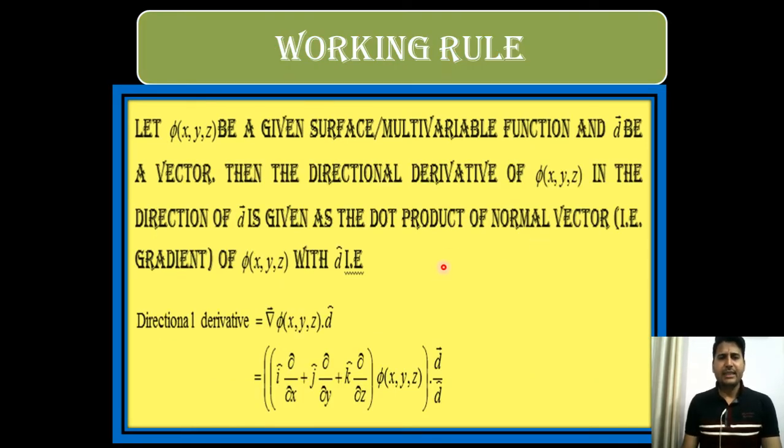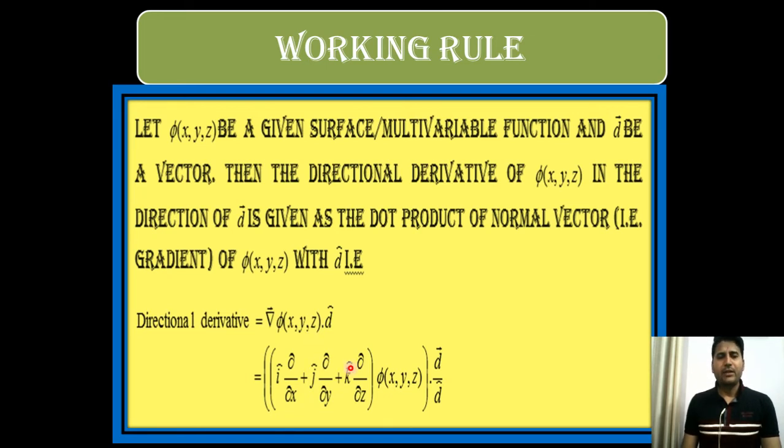Simply, as we can see, the directional derivative is the dot product of d cap and the gradient of the surface phi, that is the given surface. It means first of all we need to find the gradient of the surface, as we have done in earlier classes, and take its dot product with d cap. What is d? d is the direction vector, that is the direction in which we need to find the rate of change, and d cap is defined as vector d upon the magnitude of vector d. Whatever this expression gives us is known as the directional derivative for the function phi in the particular direction d.